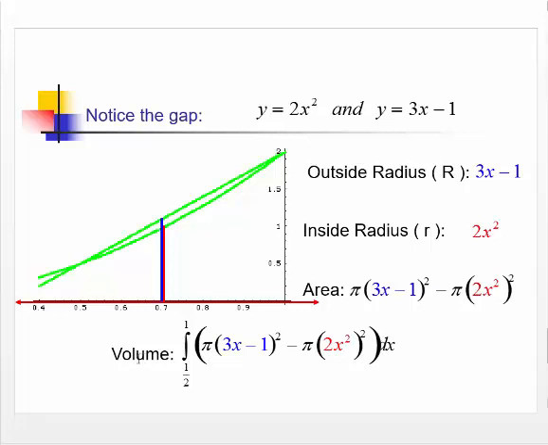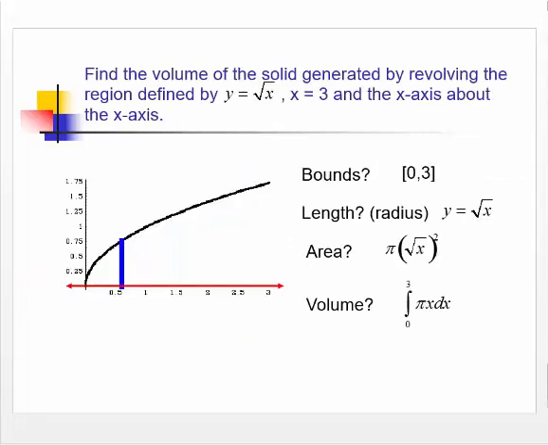Let me do one more, just another easy one for you guys. Find the volume of the solid generated by revolving the region bounded by y is the square root of x, x is equal to 3, and the x-axis about the x-axis. My bounds of integration are going to be from 0 to 3. This is the radius. The radius squared is just x, so when you square the square root of x, you just get x. Literally doesn't get any easier than this one. This was just a disk problem.